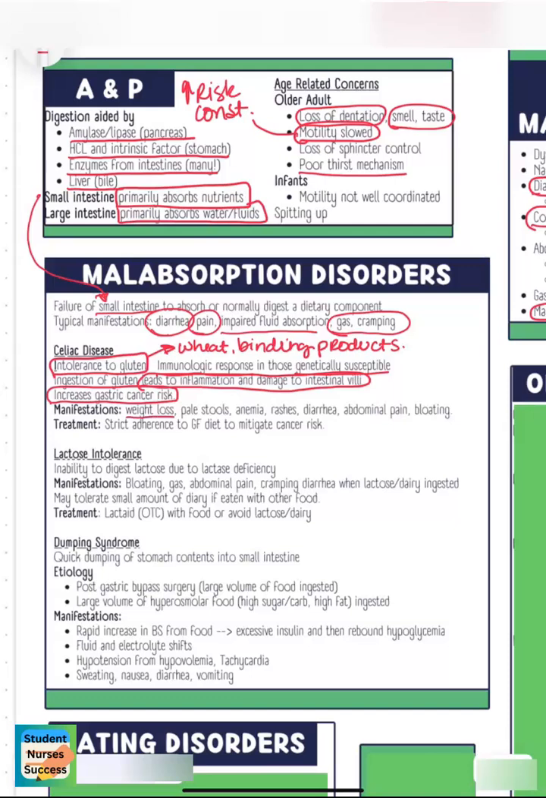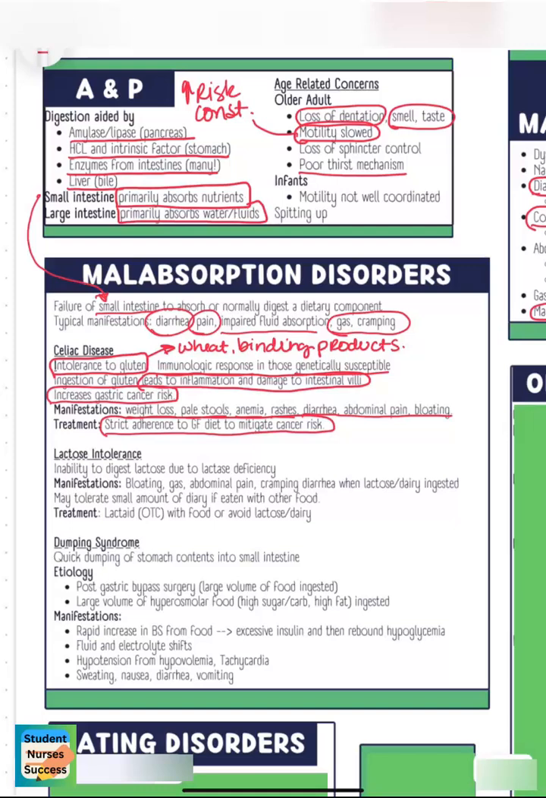Manifestations include weight loss because you're not able to digest your food well, pale stools, anemia, even rashes from this immunologic response, diarrhea, abdominal pain, and bloating from the malabsorption. Now, for those who have celiac disease, if they avoid all gluten, they won't have those symptoms, but they must avoid all gluten in order to decrease their cancer risk and to decrease their symptoms. So, strict adherence to a GF diet reduces that risk and also stops the damage to the intestinal walls.